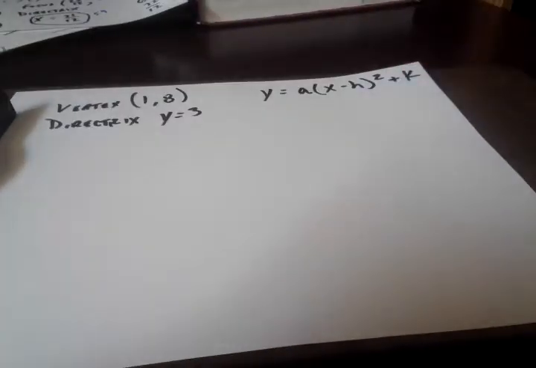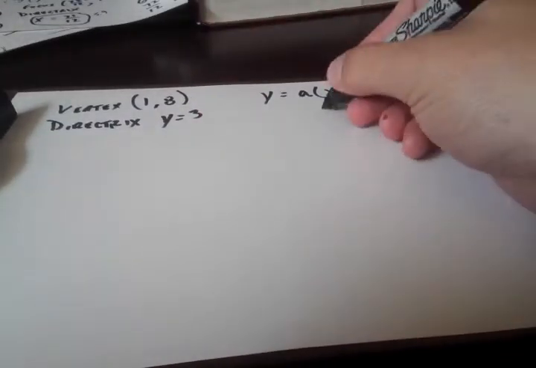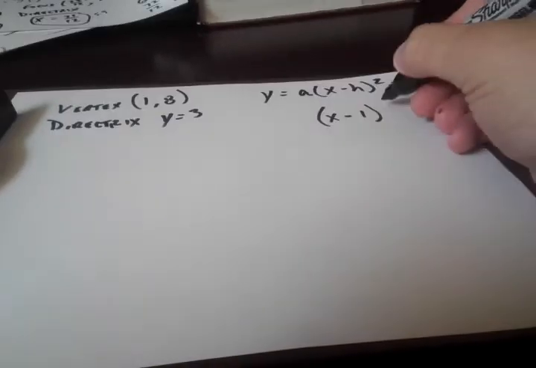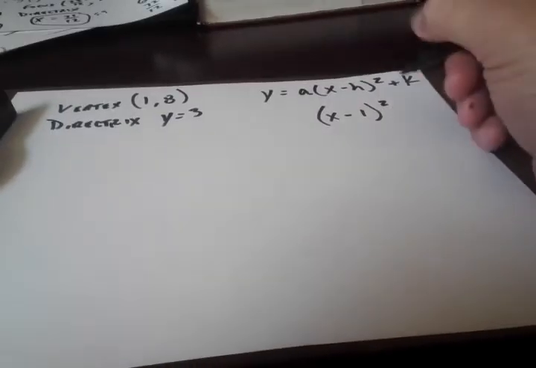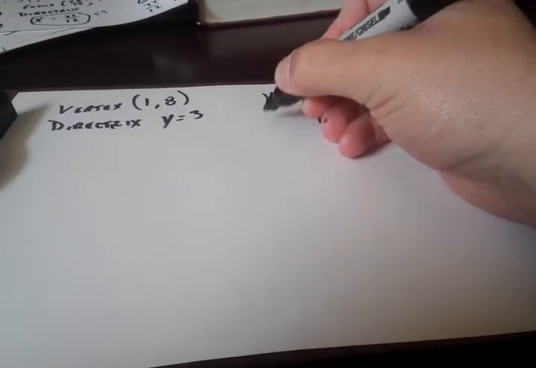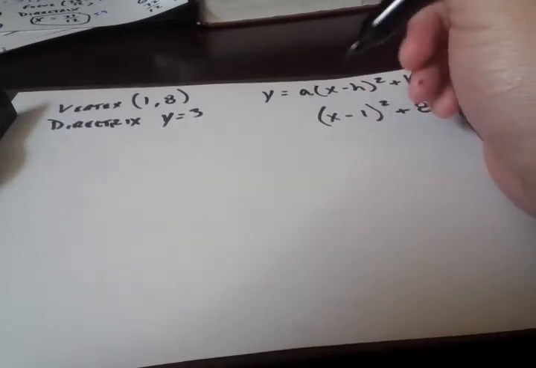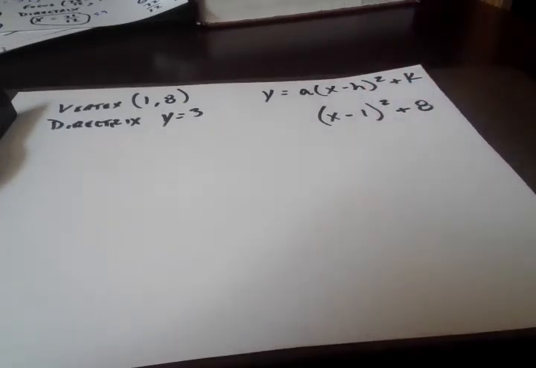So we're literally just going to plug what we know into our formula here. I know that h is 1, so I'm going to say x minus 1 squared. And I also know that k is 8, so I'll put a plus 8 back here. Now, the next part of this is we need to be able to solve for a.